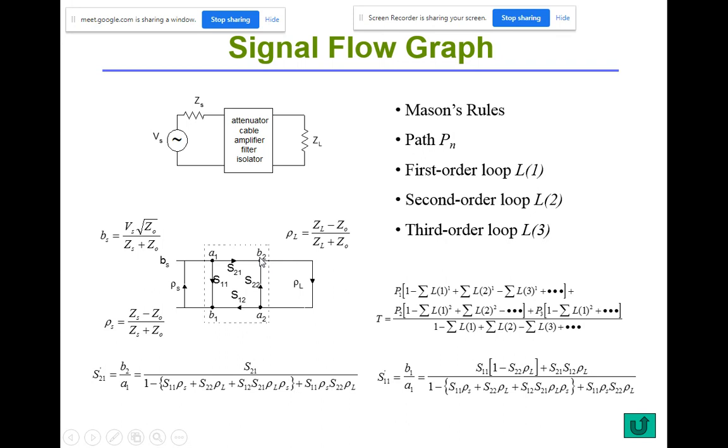Whereas for the numerator, what is the path to go from A1 to B2? This is the path. We are supposed to multiply with 1 minus the sum of the first order loop, right? But in this case, we can only take those loops that don't touch the path. This loop is touching the path, I cannot take this. This loop also touches the path, I cannot take it. So we are only left with P1 times 1. And P1 is S21.